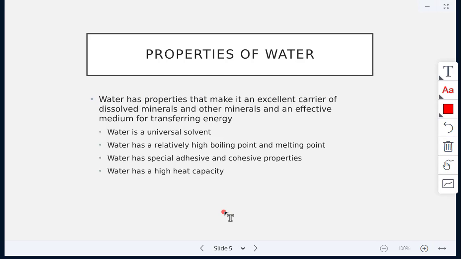So next, we're going to look at properties of water. So water has many properties that make it an excellent carrier of dissolved minerals and other minerals, and it's also an effective medium for transferring energy. So one thing is that it's a universal solvent. Many things will dissolve in water. It has a relatively high melting and boiling point, and it has special adhesive and cohesive properties as well. Water has a high heat capacity.